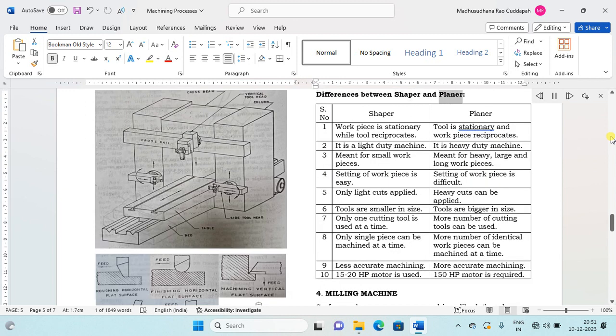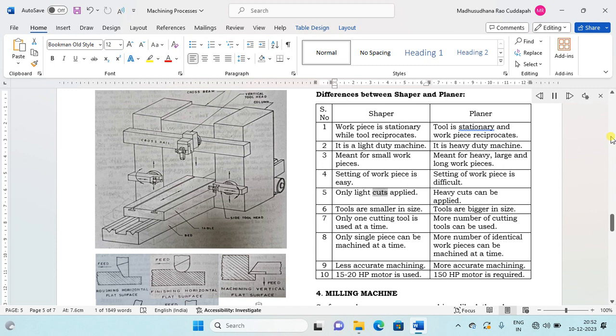Differences between shaper and planer. Number, Shaper, Planer. 1. Workpiece is stationary while the tool reciprocates. Tool is stationary and the workpiece reciprocates. 2. It is a light-duty machine. It is a heavy-duty machine. 3. Meant for small workpieces. Meant for heavy, large and long workpieces. 4. Setting of workpiece is easy. Setting of workpiece is difficult.